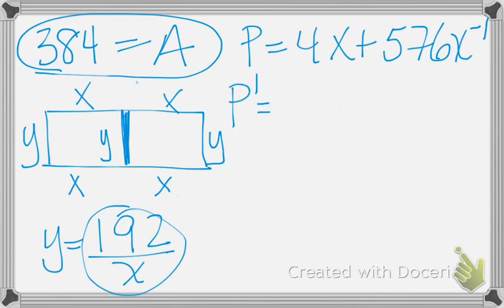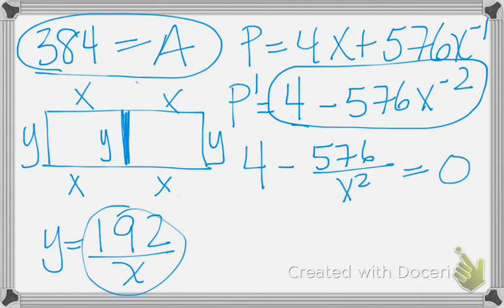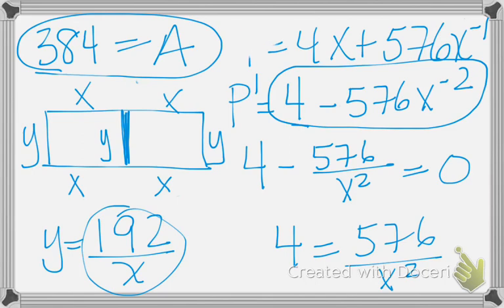Okay, so the derivative is going to be 4 minus 576x to the negative 2. So this is our derivative right here, and we want to set that equal to 0. So 4 minus 576 over x squared equals 0. And I mentioned that you're going to usually end up with one positive and one negative term, and you want to bring the negative term over to the other side. So we're going to get 4 equals 576 over x squared. Okay, and now we just have to solve for x.